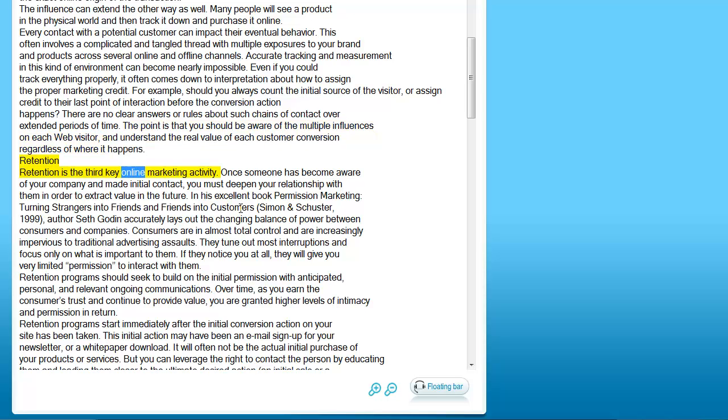Retention is the third key online marketing activity. Once someone has become aware of your company and made initial contact, you must deepen your relationship with them in order to extract value in the future.